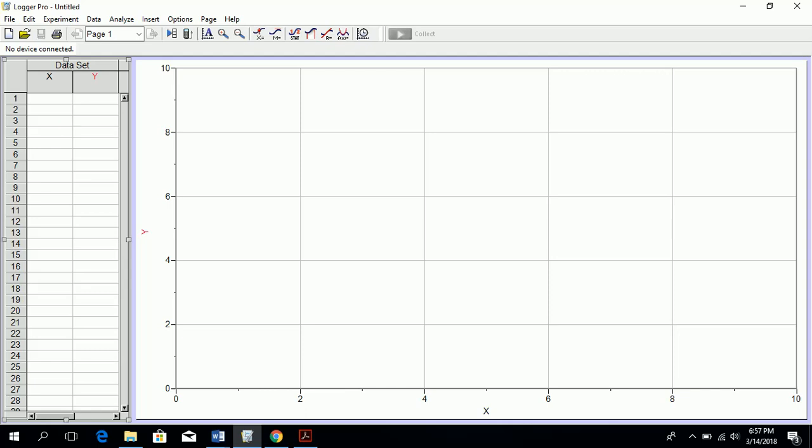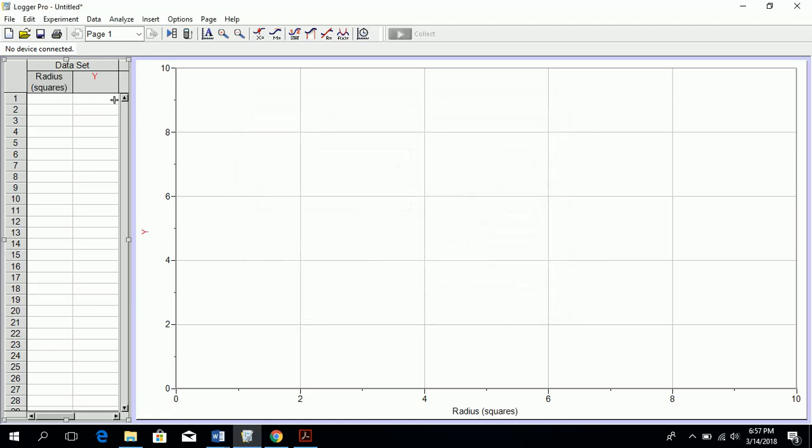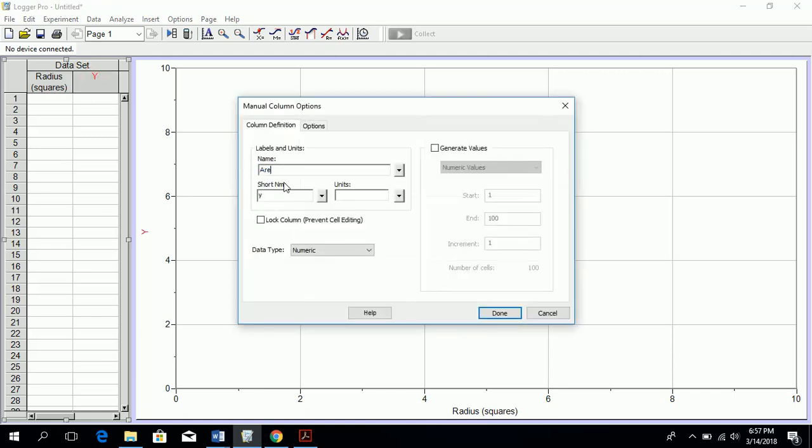Okay, I've got my Logger Pro open and I'm going to record my data for radius and area of a circle. So first things first, I double click over here and name my column. This is radius. I give it a short name R, and the units for mine were squares. Then I've got to record my area in column Y. So area, the short name is A, and the units we decided were squares squared.